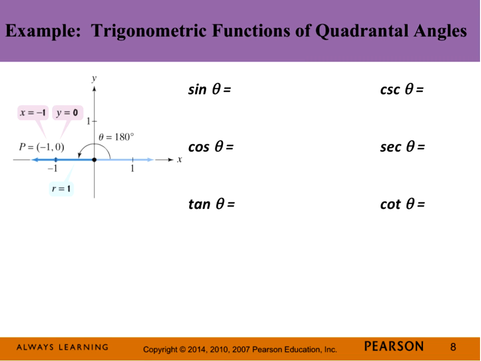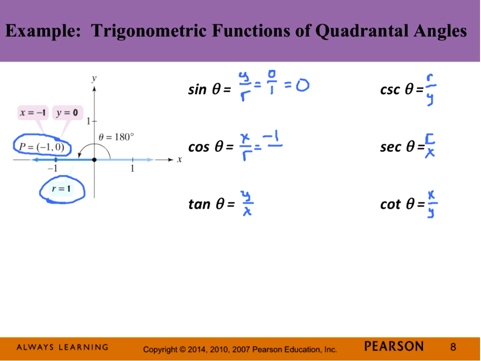Okay, moving further around the circle here. So y over r, x over r, y over x, r over y, r over x, and x over y. All right, so just notice we have that 180-degree angle here, where our point P now lands at (-1, 0). R is still 1. So this is 0 over 1, or 0, -1 over 1, which is -1, 0 over -1, which is 0, 1 over 0, which is undefined, 1 over -1, which is -1, and -1 over 0, which is undefined.